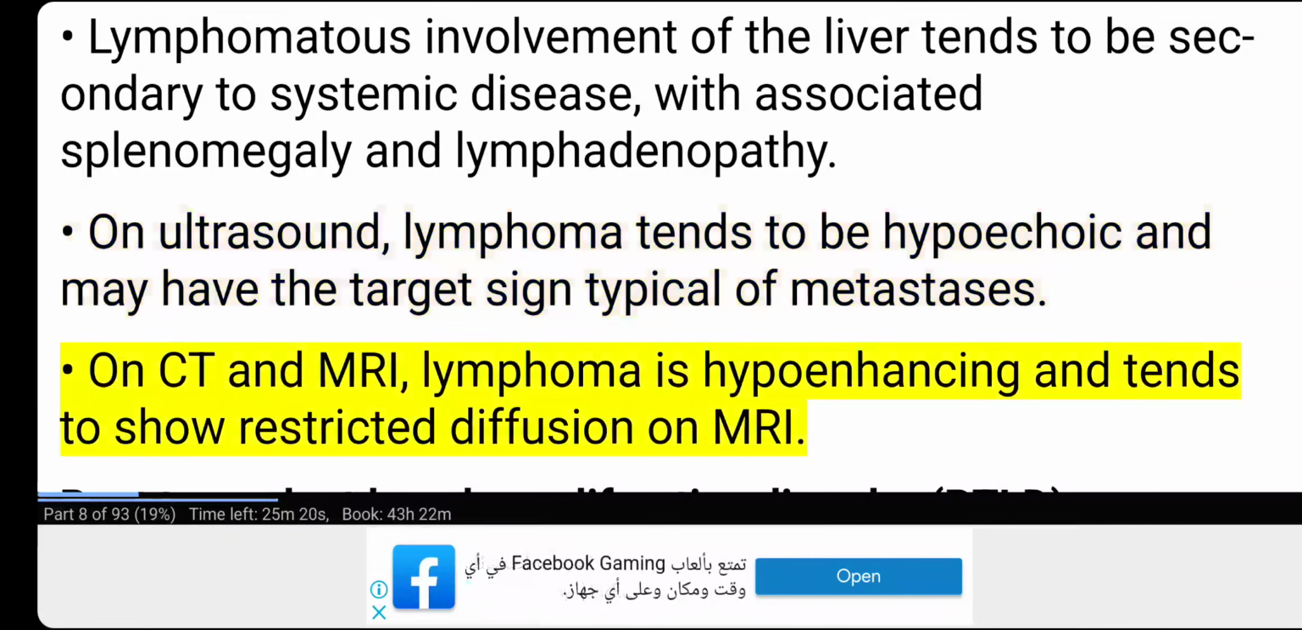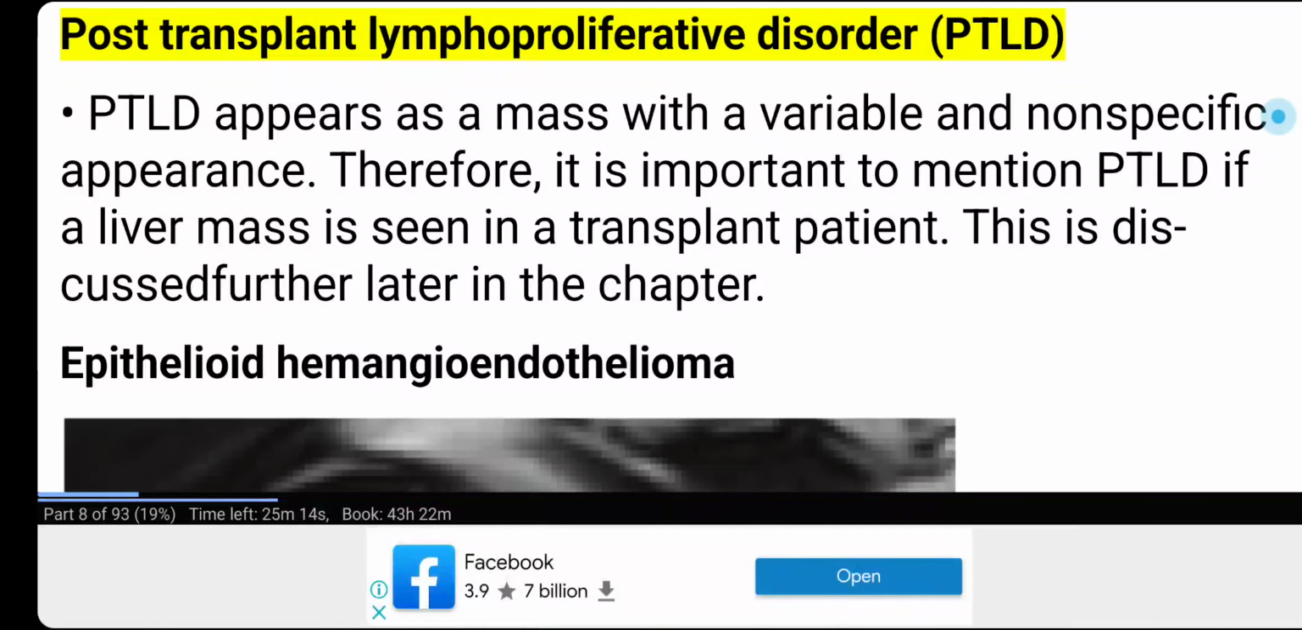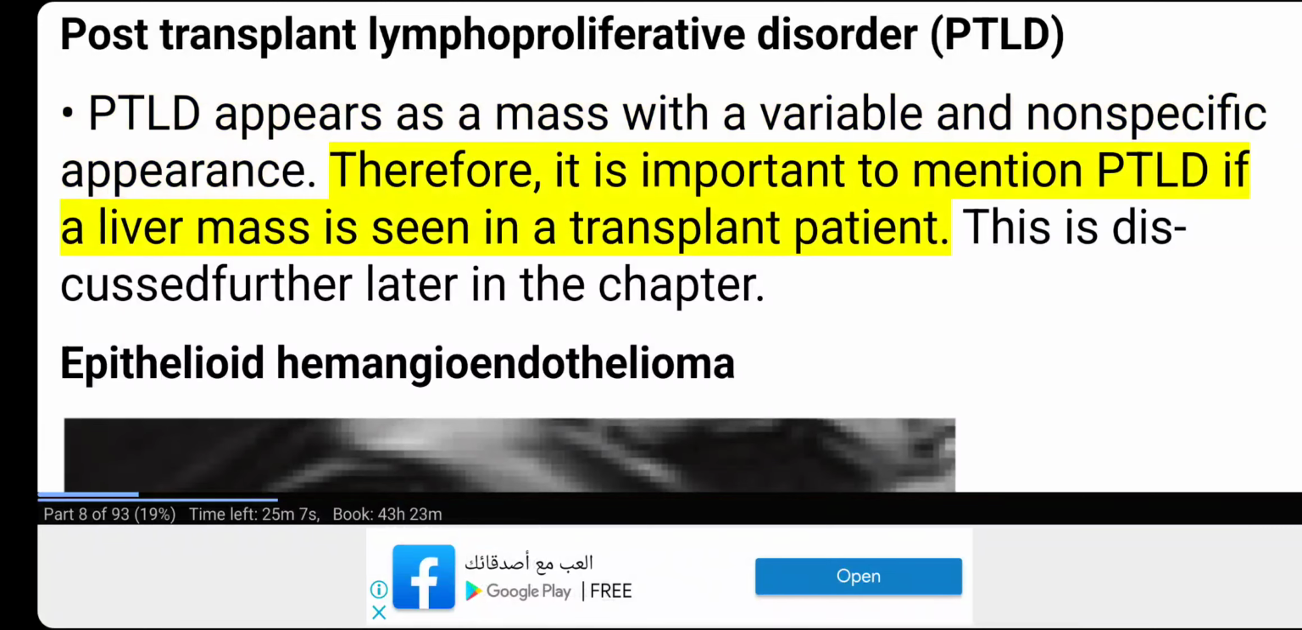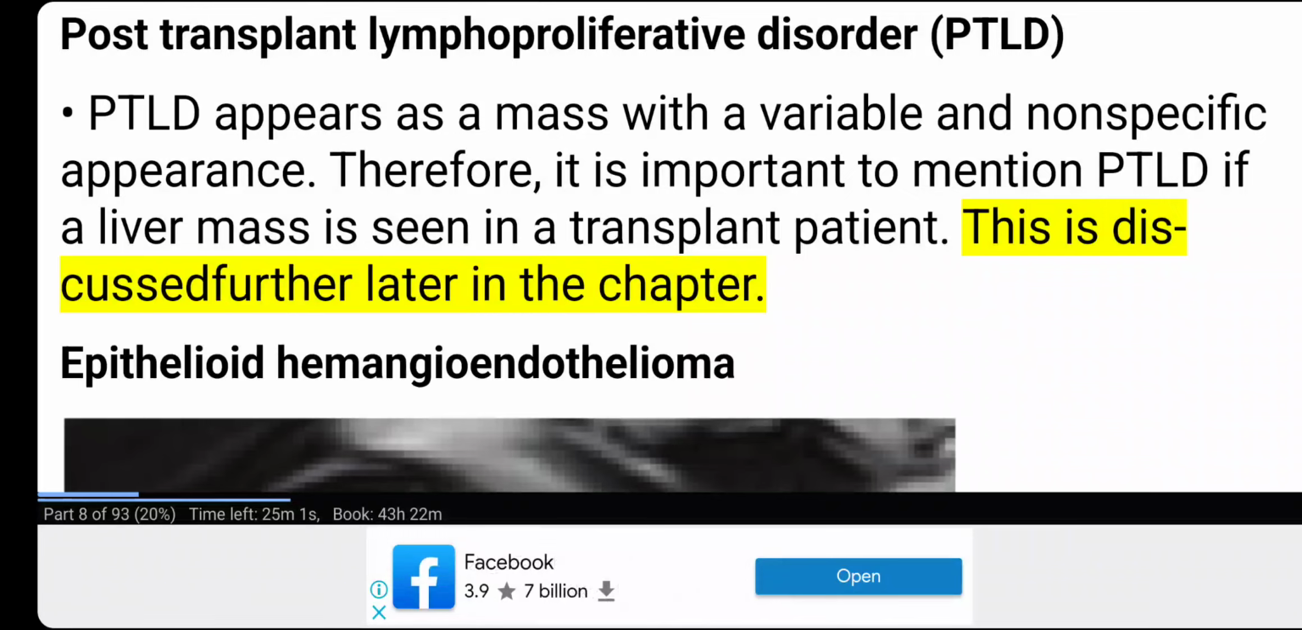On CT and MRI, lymphoma is hypoenhancing and tends to show restricted diffusion on MRI. Post-transplant lymphoproliferative disorder, PTLD. PTLD appears as a mass with a variable and nonspecific appearance. Therefore, it is important to mention PTLD if a liver mass is seen in a transplant patient. This is discussed further later in the chapter.